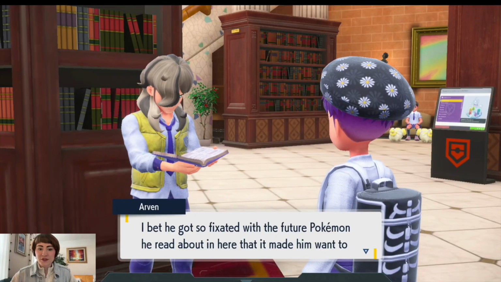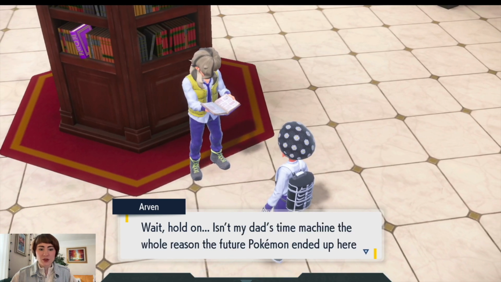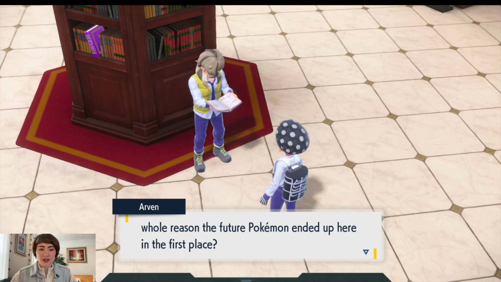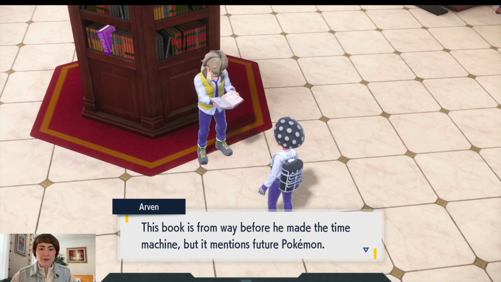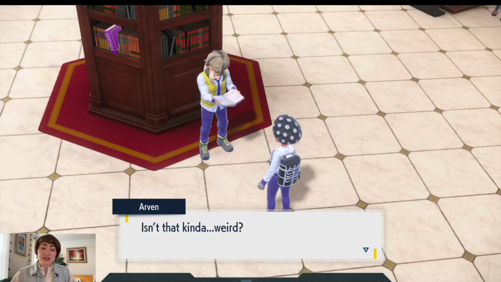If you complete Arvin's storyline, he even comments about how weird this is. Arvin says, "Wait, hold on, isn't my dad's time machine the whole reason the future Pokemon ended up here in the first place? This book is from way before he made the time machine, but it mentions future Pokemon. Isn't that kind of weird?" We're gonna go back to that idea in a little bit.